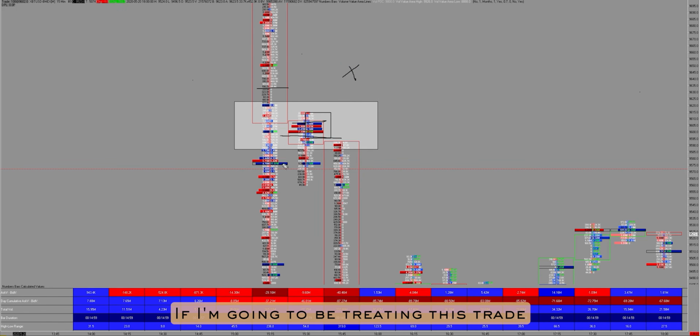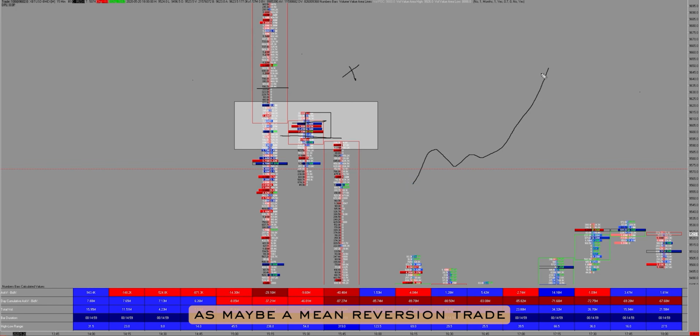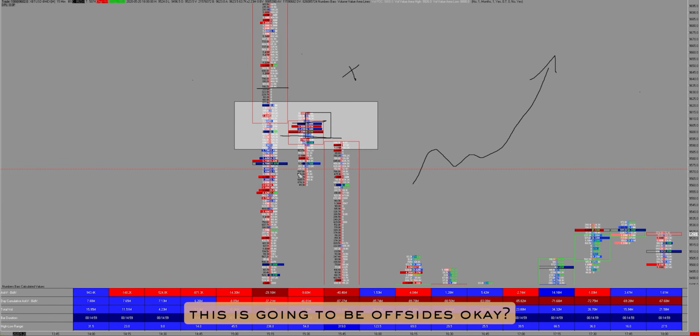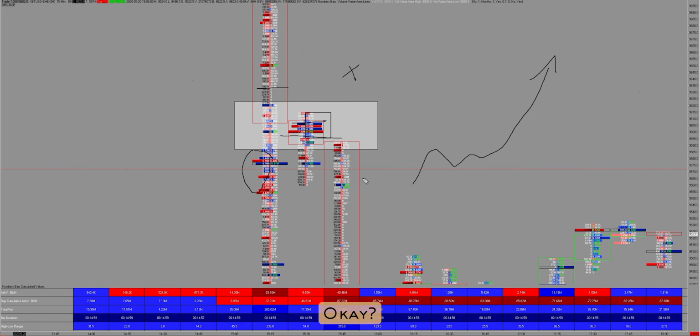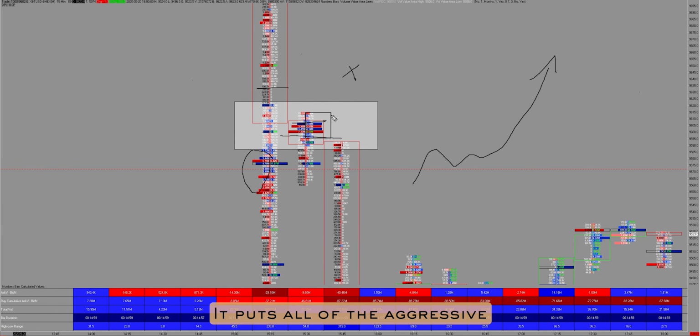If I'm going to be treating this trade as maybe a mean reversion trade, this would be my trigger right here. Because at this point, anyone who passively sold this is going to be offside. It puts all of these passive buyers in better positioning. It puts all of the aggressive buyers here in better positioning. So if price breaks back above this level, it's more likely that this level is going to act as support.